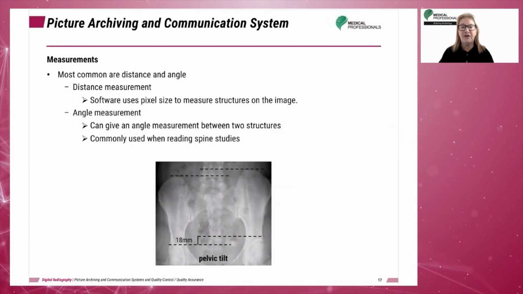Various measurement functions are available on PACS stations. The most common one is the distance measurement, where the software uses the pixel size, which is a known measurement, to measure structures on the image. Another common function is the angle measurement. It measures the angle between two structures and is commonly used when reading spine studies.